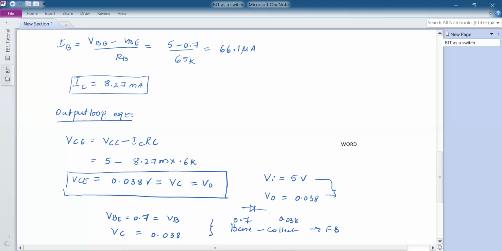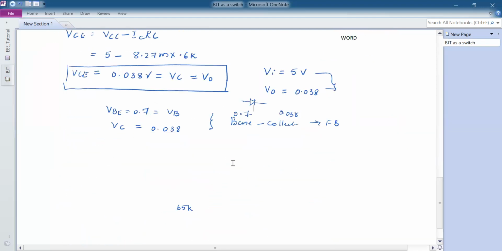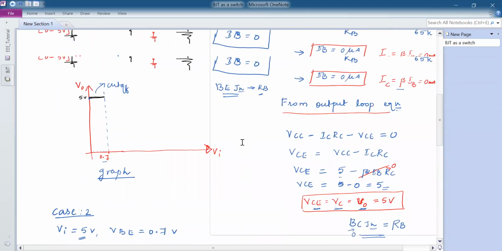Now, looking at the input side of the same second case, where the base is at 0.7 and emitter is at 0, your base emitter junction is also forward biased. Now under case 2, looking at the base emitter and base collector junctions, the BJT is now in saturation region, where both the junctions, base collector and base emitter, are forward biased. So now we'll plot these values on this graph.